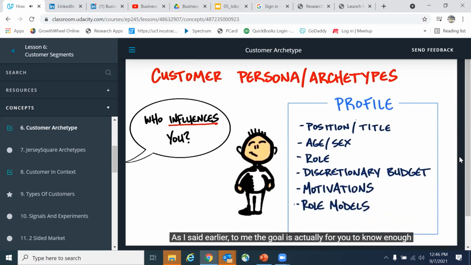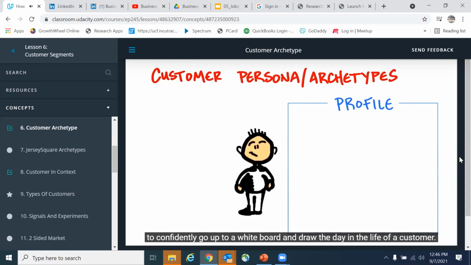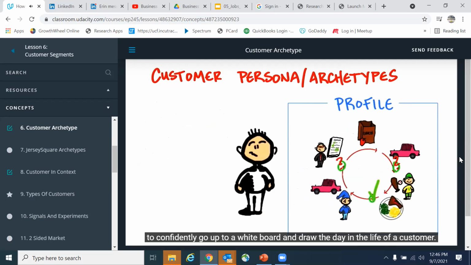As I said earlier, to me the goal is actually for you to know enough to confidently go up to a whiteboard and draw the day in the life of a customer.